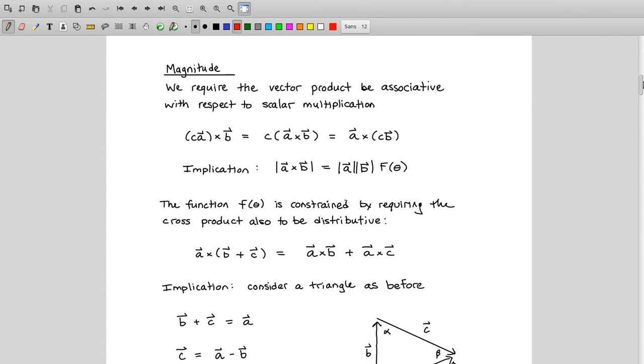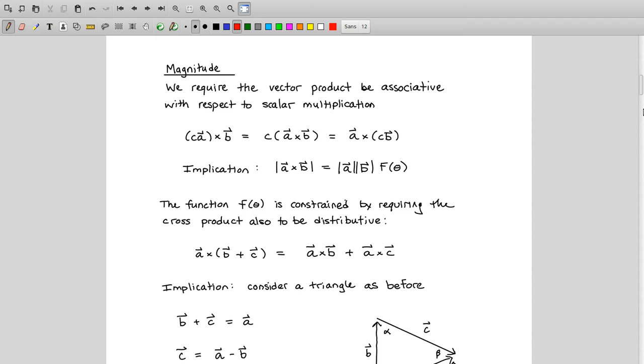Okay, so that was the direction of the cross product. Now let's talk about the magnitude. And for the magnitude, we can infer a few things. We can obtain a few things by playing around with different ways of constructing vectors and requiring that the cross product obey some of the rules of basic arithmetic, like we did with the dot product.